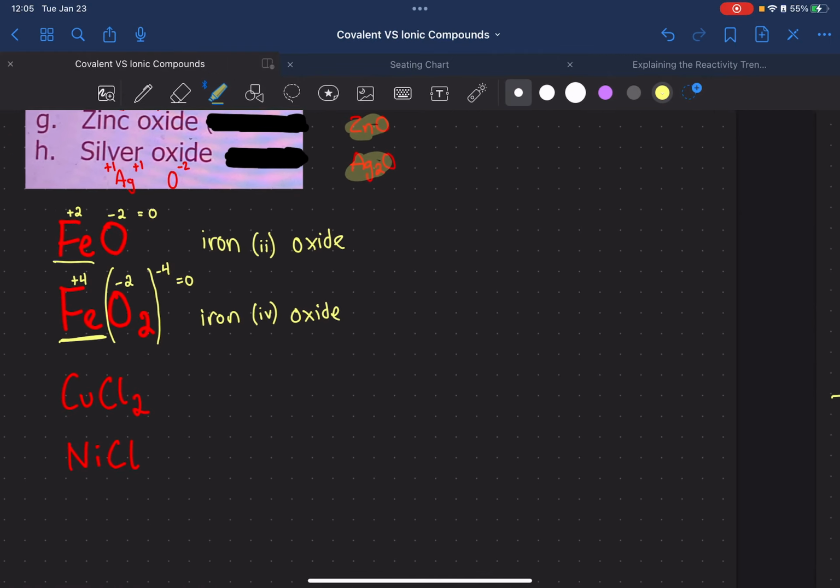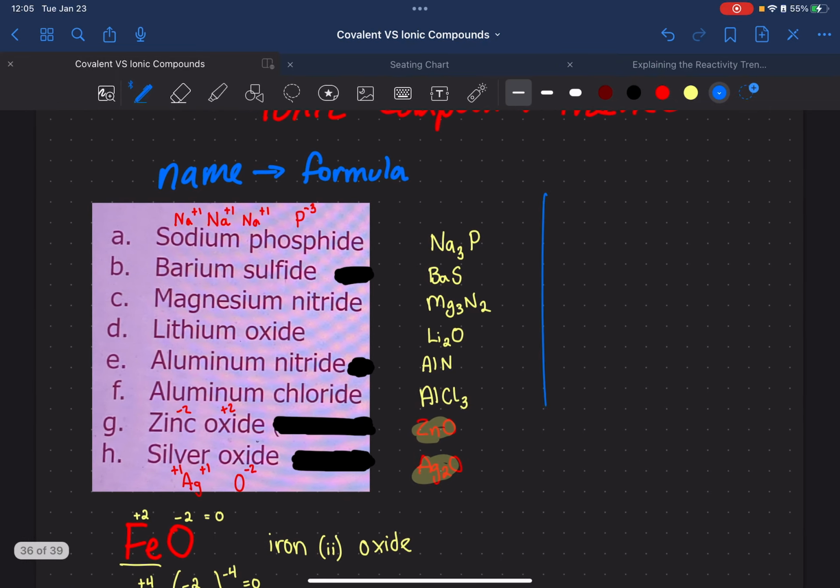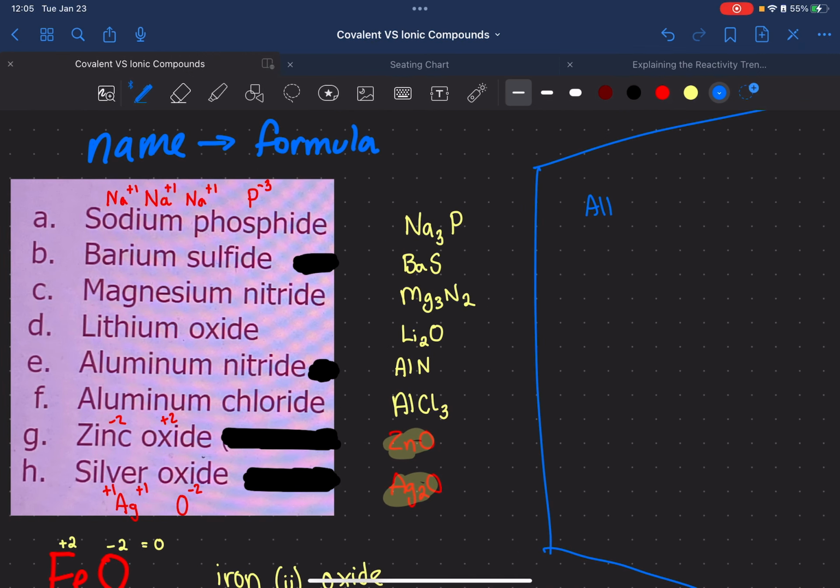And let's actually write that down in our notebook. I hope you're doing this in your notebook, by the way. Let's write down a note to ourselves that all transition metals, of course, except for silver and zinc, can take multiple charges.